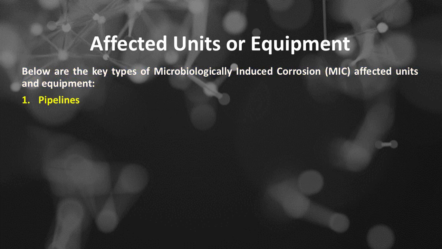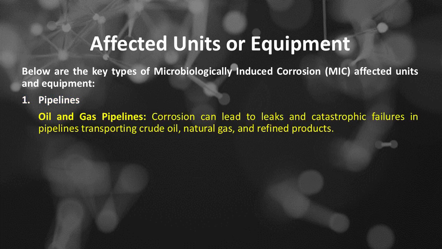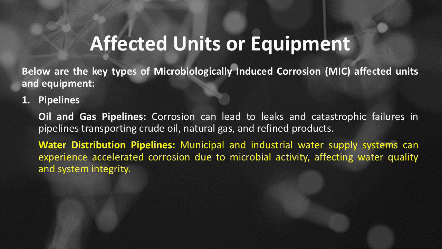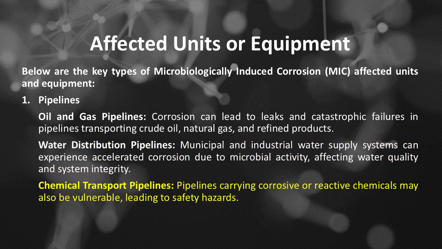Number 1 is pipelines. Oil and gas pipelines: corrosion can lead to leaks and catastrophic failures in pipelines transporting crude oil, natural gas, and refined products. Water distribution pipelines: municipal and industrial water supply systems can experience accelerated corrosion due to microbial activity, affecting water quality and system integrity. Chemical transport pipelines: pipelines carrying corrosive or reactive chemicals may also be vulnerable, leading to safety hazards.